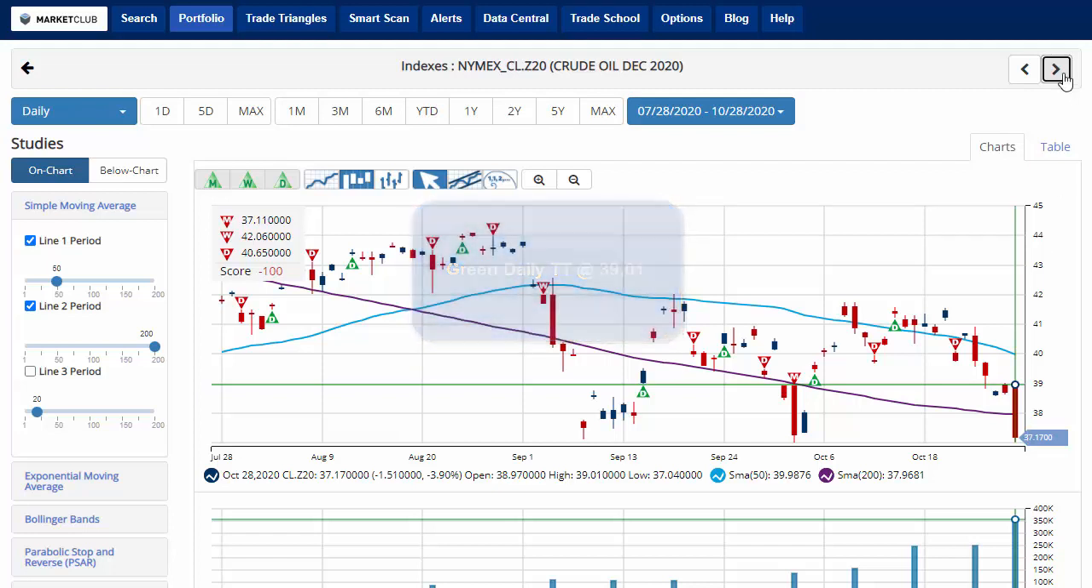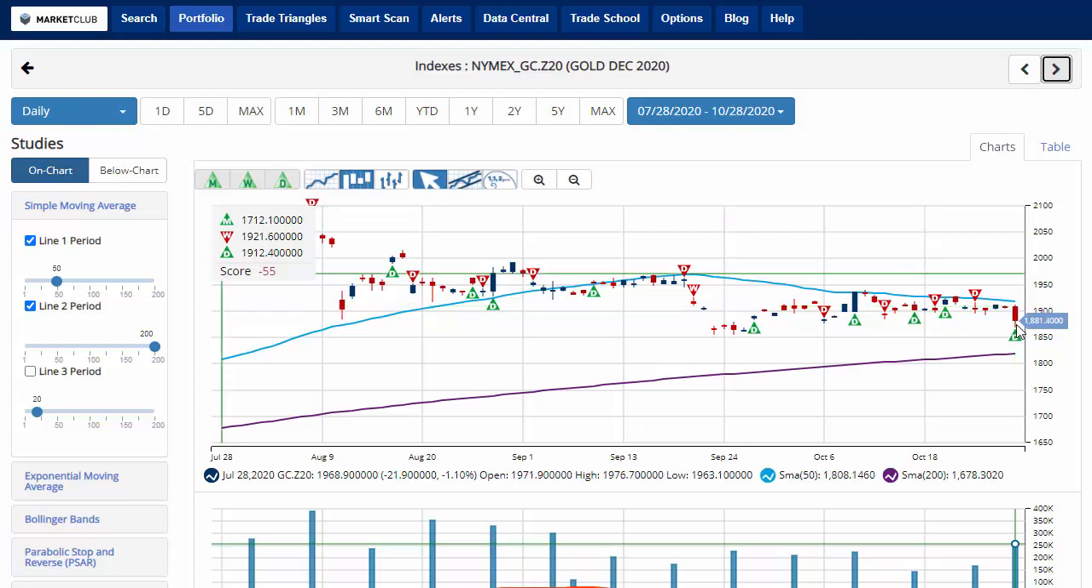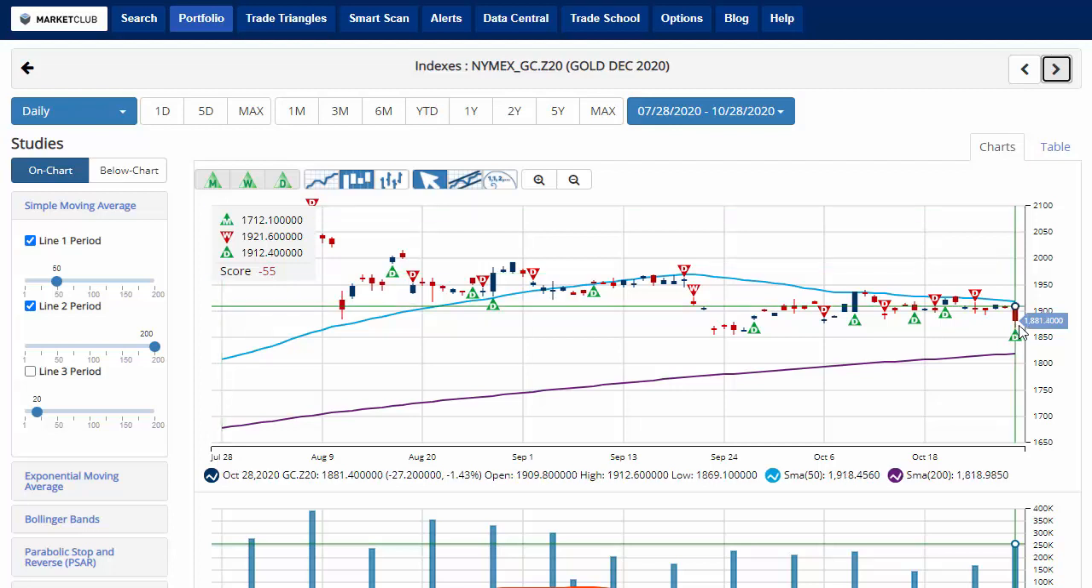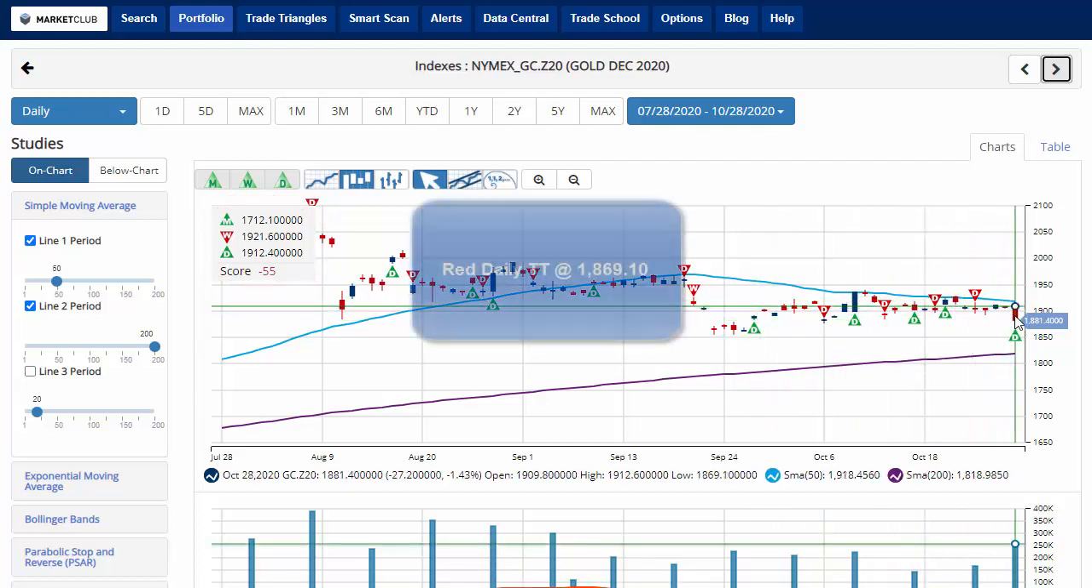Gold following the markets as well as crude oil, down right now 1.4%, trading at 1,881.40, with a chart analysis score -55, indicating that it is in a sidelines position for the foreseeable future, especially trading for the last couple weeks under its 50-day moving average. Key level to watch would be 1,869.10. They would issue a red daily trade triangle, indicating a move back to a potential short-term short position for gold.